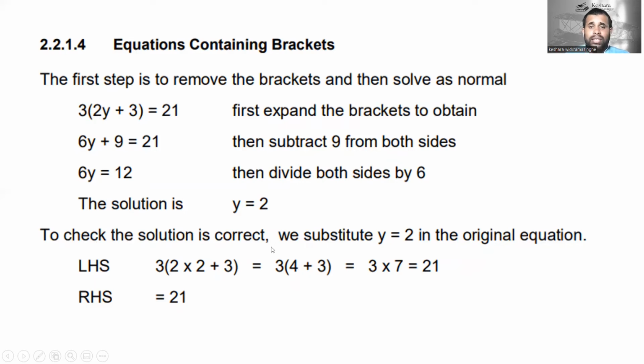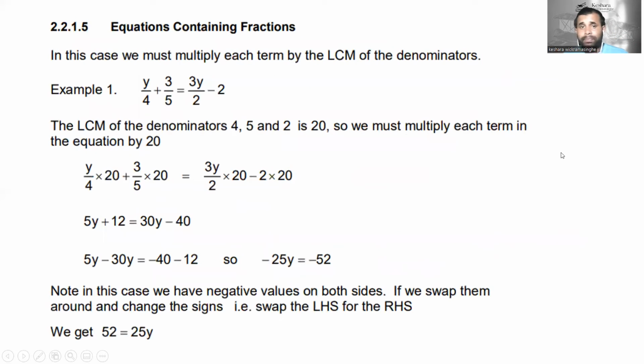To check the solution is correct, we substitute y equals 2 in the original equation. On the left-hand side, 3 into 2 into y, which is 2, plus 3, equals 3 into 4 plus 3, equals 3 into 7, which is 21. So the right side is also 21. So the answer is correct.